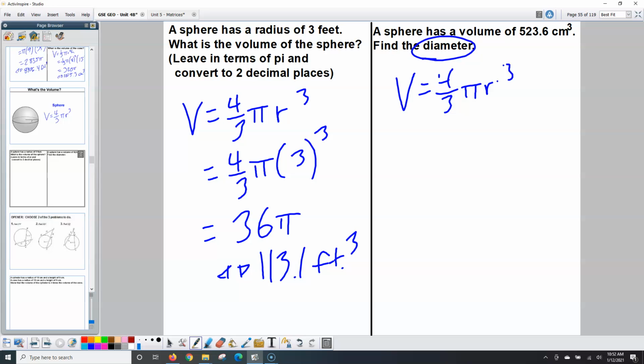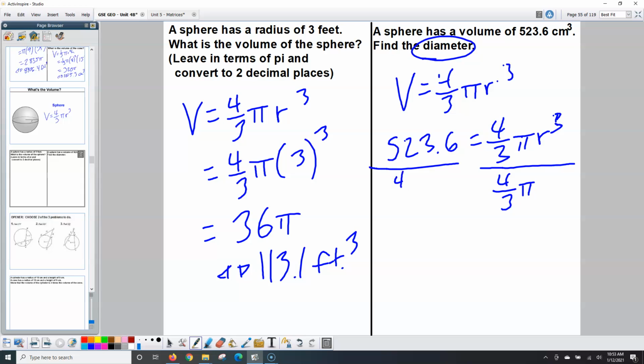So it tells me the volume is 523.6. And I got to get that r by itself. There's several different algebra steps you could do here, but I'm going to divide by 4/3 pi on both sides. That will leave me with r cubed equals, I think, right at 125. If not, it's really close on a decimal.